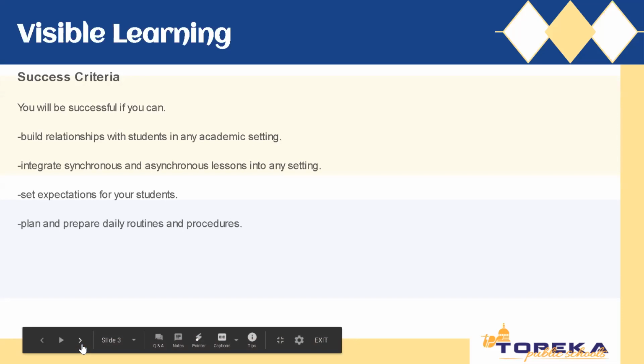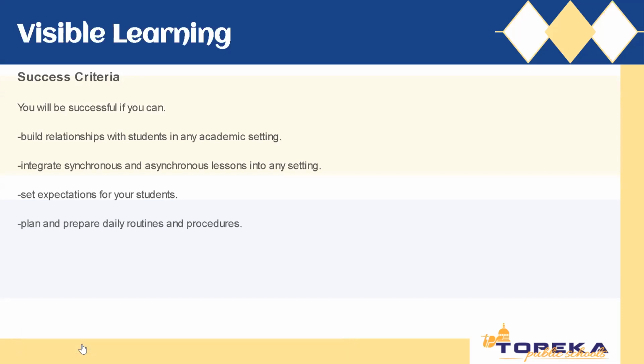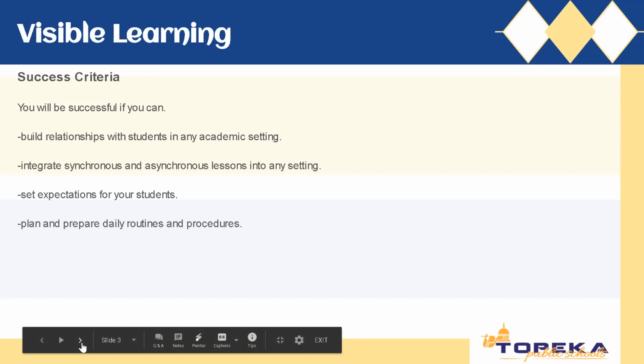Plan and prepare daily routines and procedures. It is so important. Kids love those routines. They respond well to routines. We need to build those. And of course, integrate technology into our daily lessons. It's an absolute must in this phase 1. And then, of course, our ultimate goal is we are preparing our students for phase 2, the micro classroom setting.